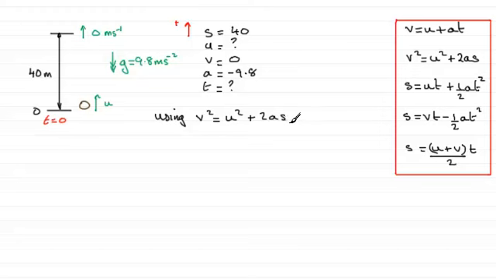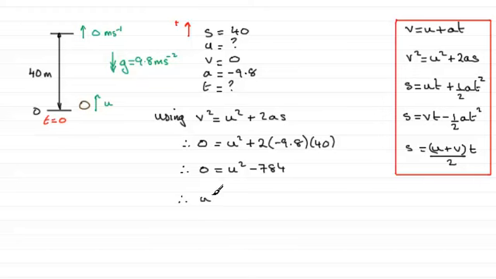Then what are we going to have? Well, v was 0, so v squared is going to still be 0. We've got u squared that we're trying to find plus 2 times a, which is minus 9.8, times s, the displacement, which is 40. And if we tidy this up, we've got 0 equals u squared, and this term here comes to minus 784. If we add 784 to both sides, we end up with u squared equaling 784.